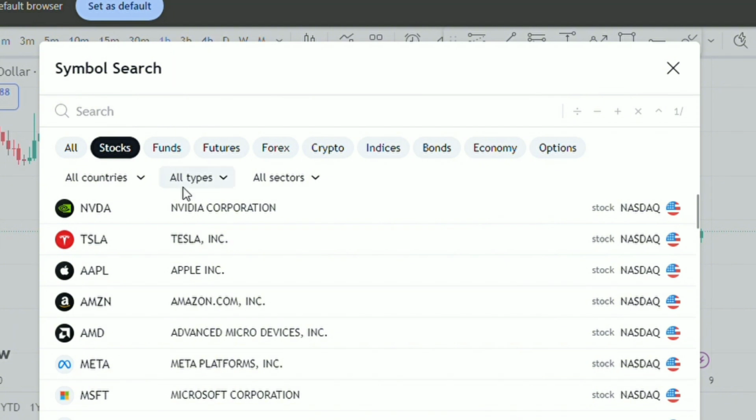So you see, under stocks we have Tesla, we have Apple, we have Nvidia, we have Amazon. All these things are under stocks, and you can trade them. You can go directly and trade if you want to trade this. These we call stocks. We have funds, we have futures, we have forex.